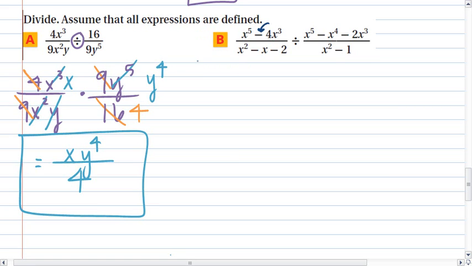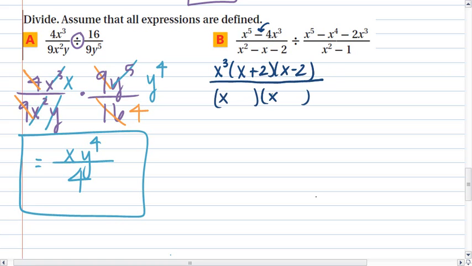In the numerator of our first fraction, I see that there's an x to the third in common. We'd be left with x squared minus 4. X squared minus 4, though, is a difference of squares. So I'm going to go ahead and change that to be x plus 2 and x minus 2, as we're all familiar with factoring a difference of squares. In the denominator, I'm looking for things that multiply to be a negative 2 and add to be a negative 1. That would be negative 2 and positive 1. So that expression factors to x minus 2 and x plus 1.